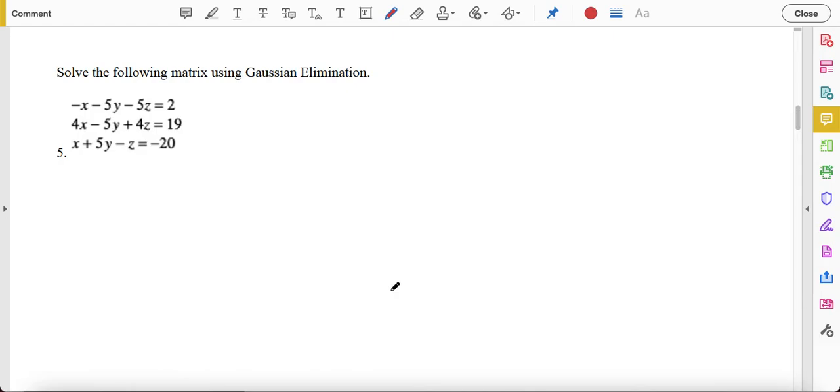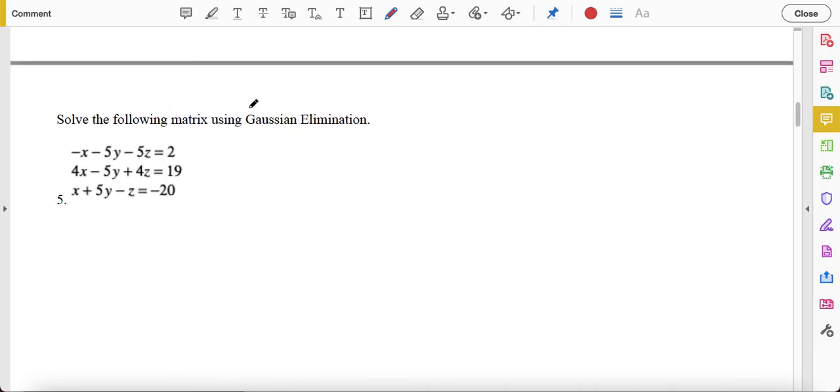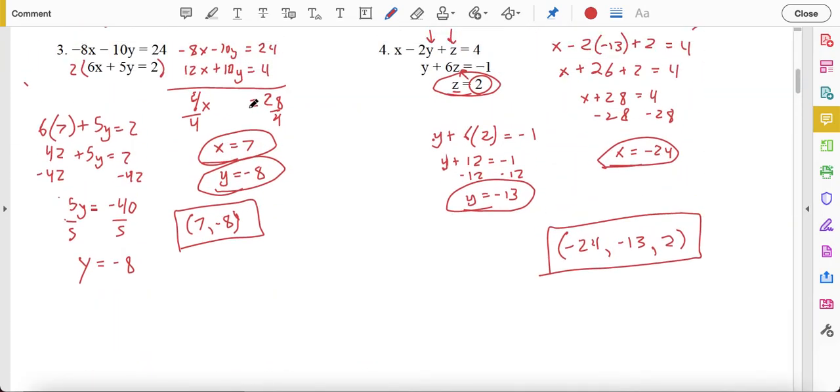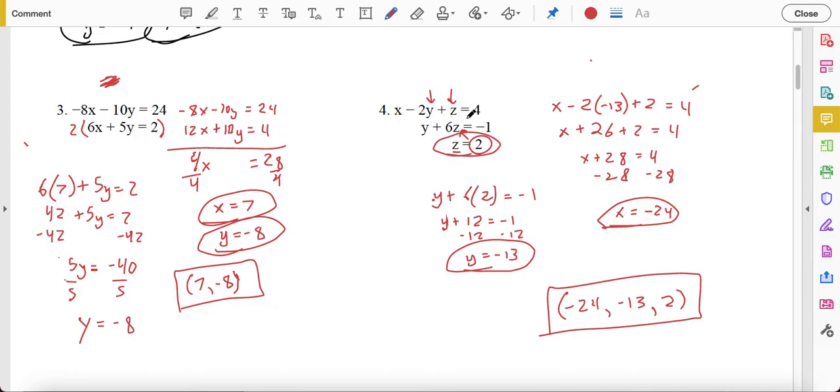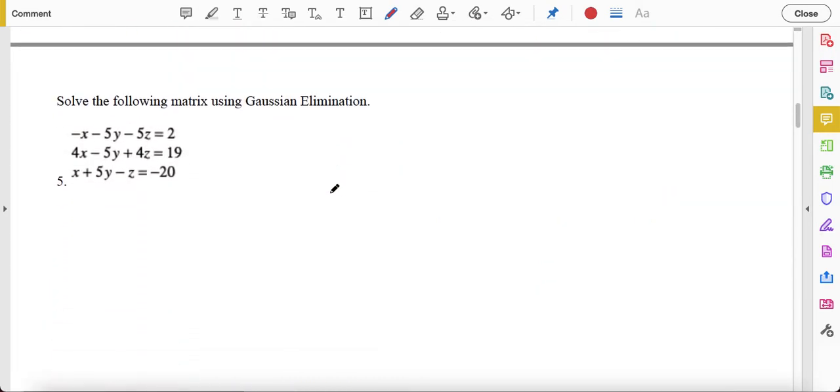All right, solve the following matrix using Gaussian elimination. So, Gaussian elimination, what is this? Well, it's using elimination to create a problem that looks like this, that we can then use back substitution to solve. So we want basically an xyz equation, a yz equation, and just a z equals equation.